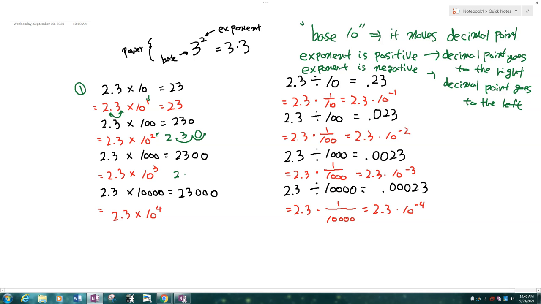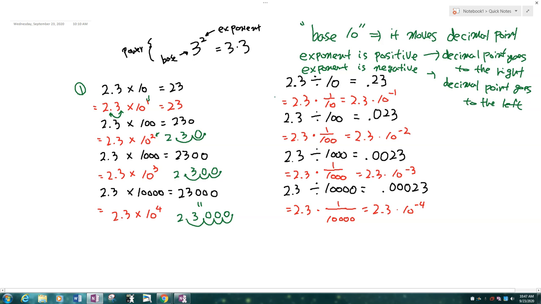Now, if I have 2.3 and my exponent is 3, positive 3, I'm going to move my decimal place to the right 3. 1, 2, 3. That's my new decimal point, and create 0s inside. 2300. Now I'm going to do the same thing, 2.3, but my exponent is positive 4, so I'm going to go to the right 4. 1, 2, 3, 4. That's my new decimal. I'm going to create 0s inside. Do you see that they are equal to each other?